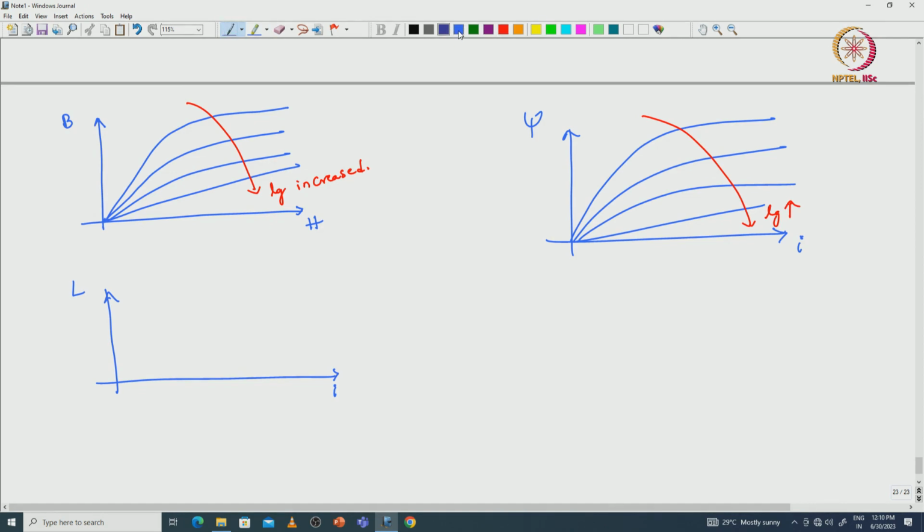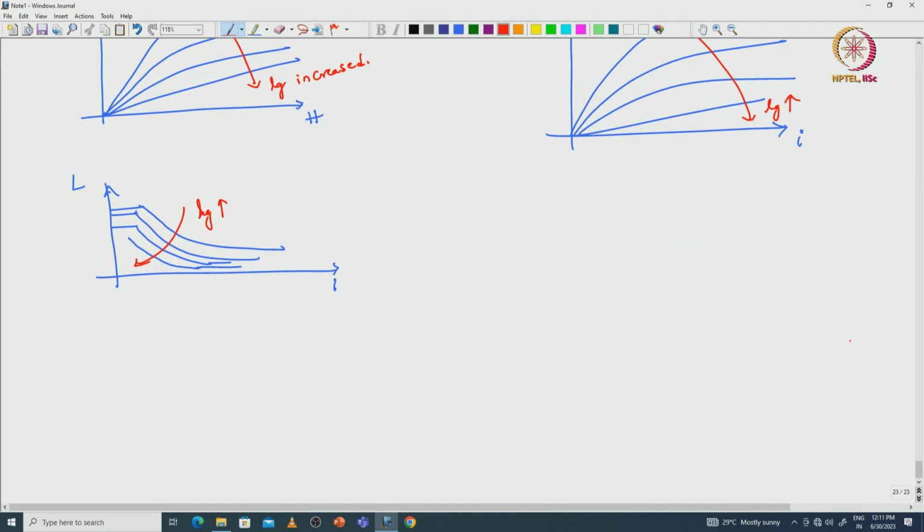Finally, the inductance versus current waveforms we can see. For a given value of air gap, the inductance versus current waveforms will be in this fashion. If we change the air gap, it will vary in this fashion, by increasing air gap length. These are the performance curves with respect to the air gap length variation.